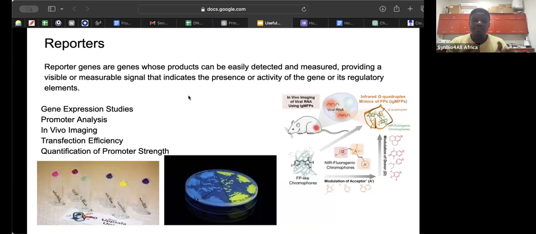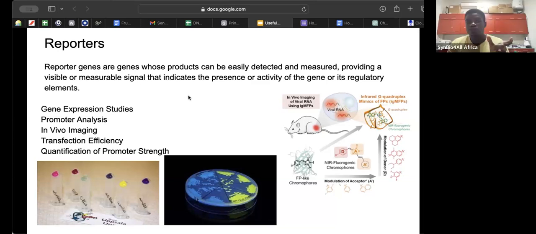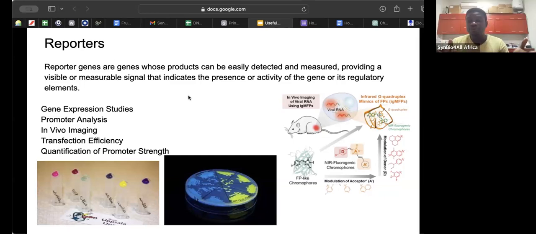So you attach the sequence to your coding sequence, or whatever you want to express. And then when the protein is expressed, it is expressed together with the reporter gene. So then you can see that. For example, if you are producing insulin, and you use GFP as part of your reporters, when the insulin is expressed, you're going to see your bacteria turning green, or when you purify your protein, you're going to have a green protein.